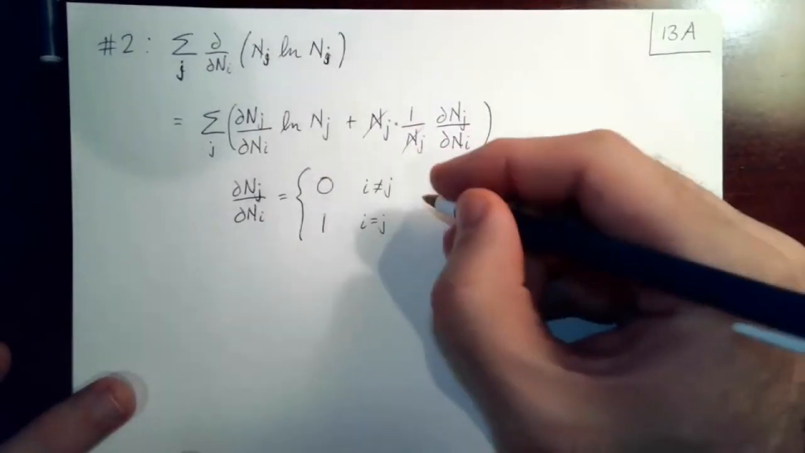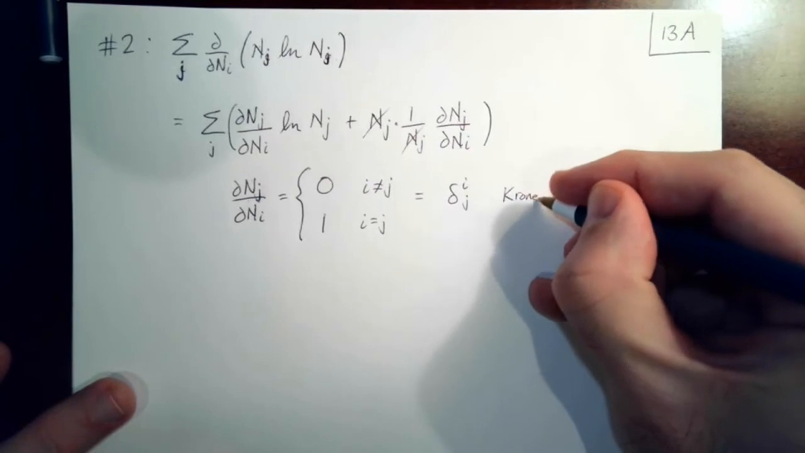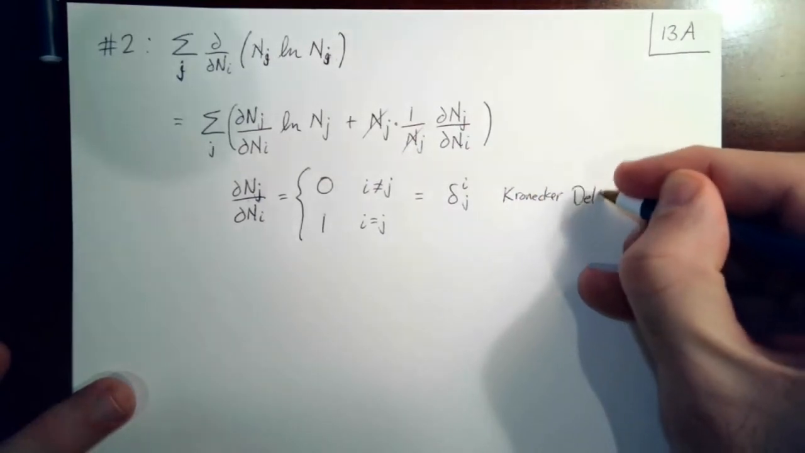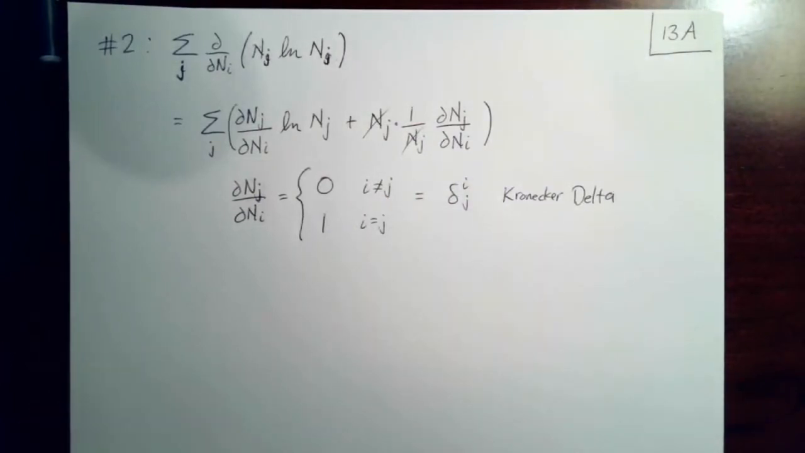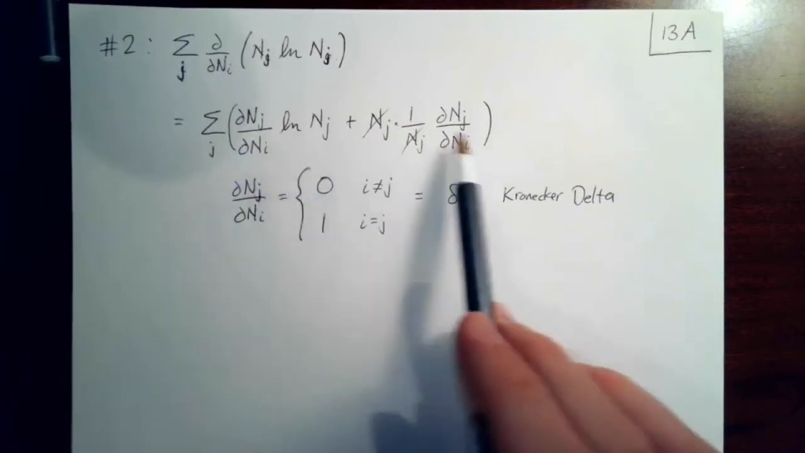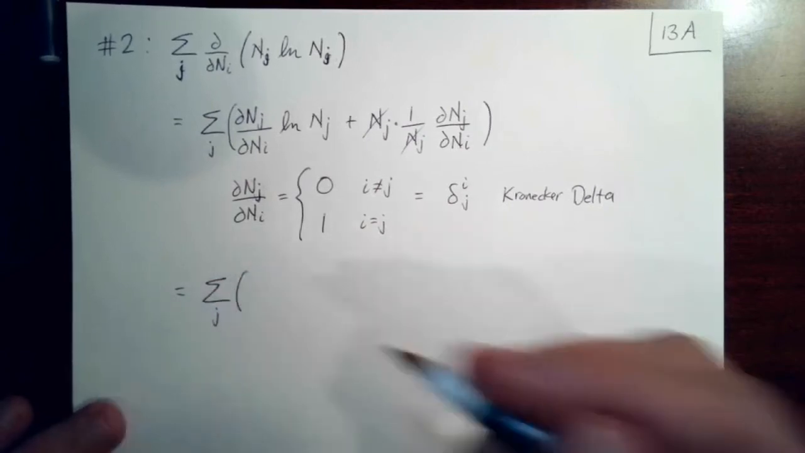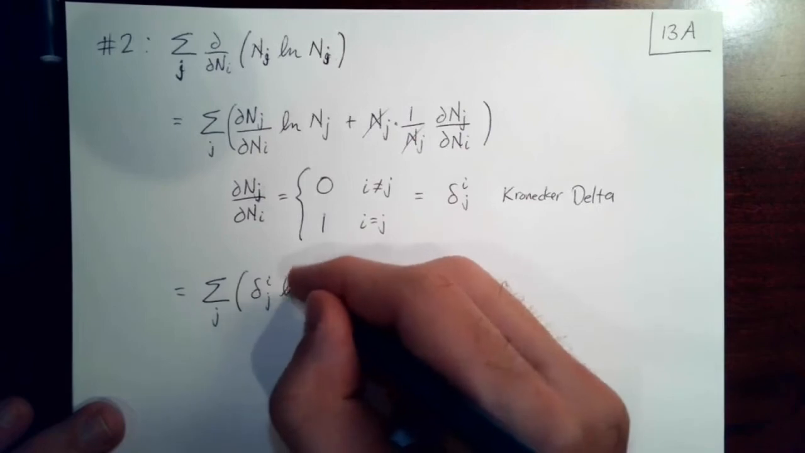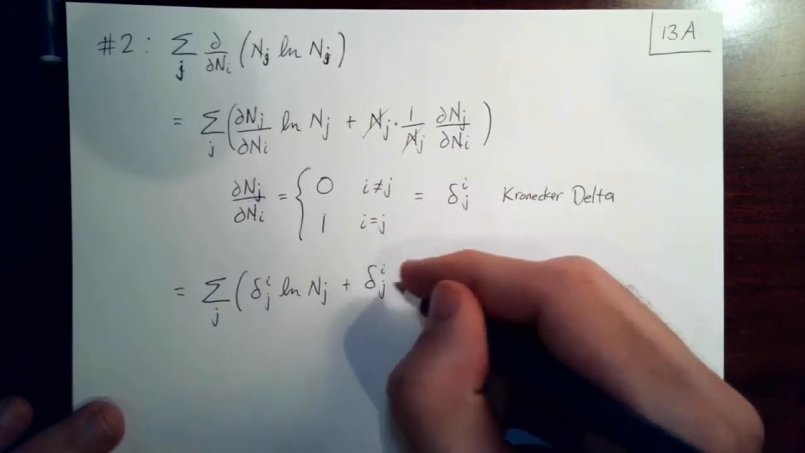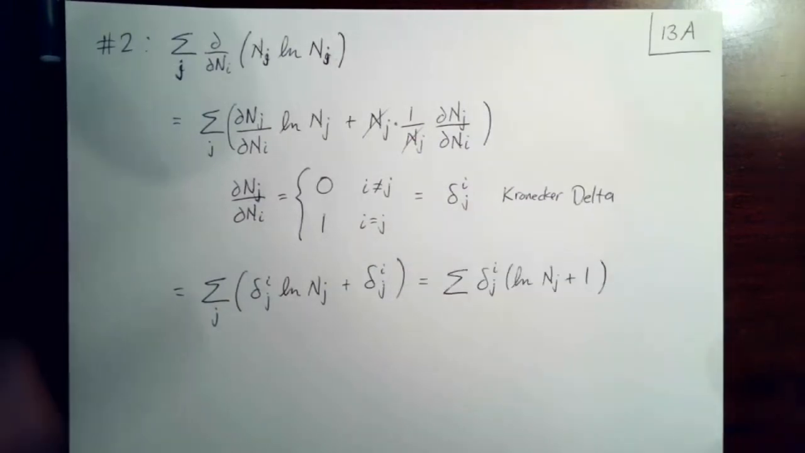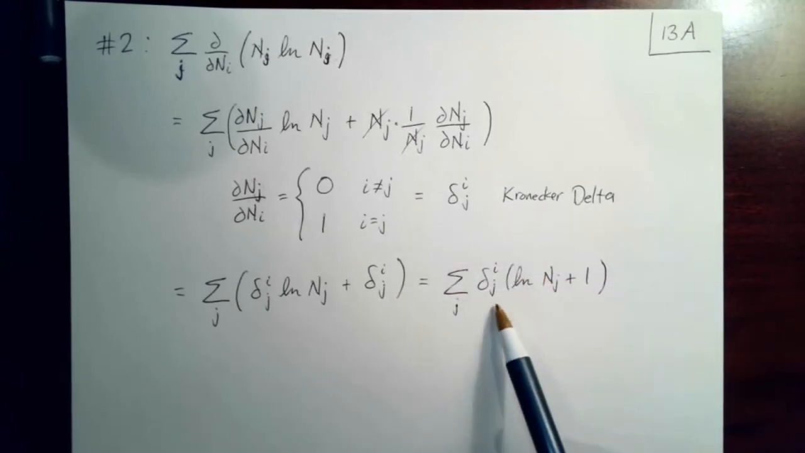And you may have seen this before. This is called the Kronecker delta, okay, which is basically just shorthand for this behavior. It's equal to 1 if i equals j, and it's equal to 0 otherwise. So now I'm going to put my Kronecker delta in up here for these. And I have the sum over j of delta ij ln nj plus delta ij. All right, and I factored out the delta. And so now I have the sum over j, and every term has a delta ij in it.